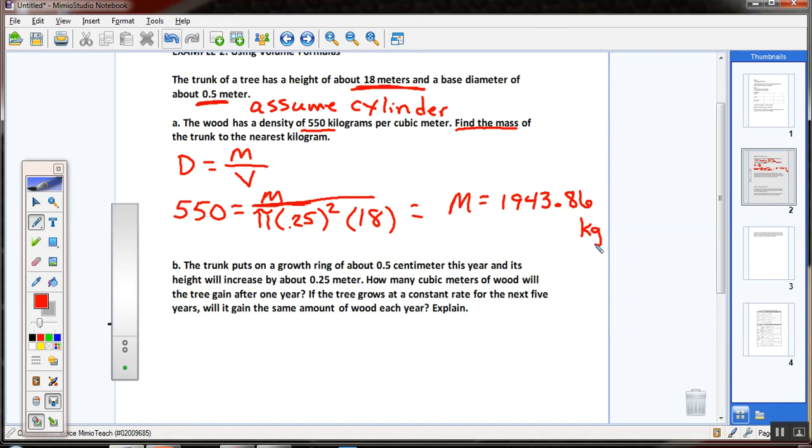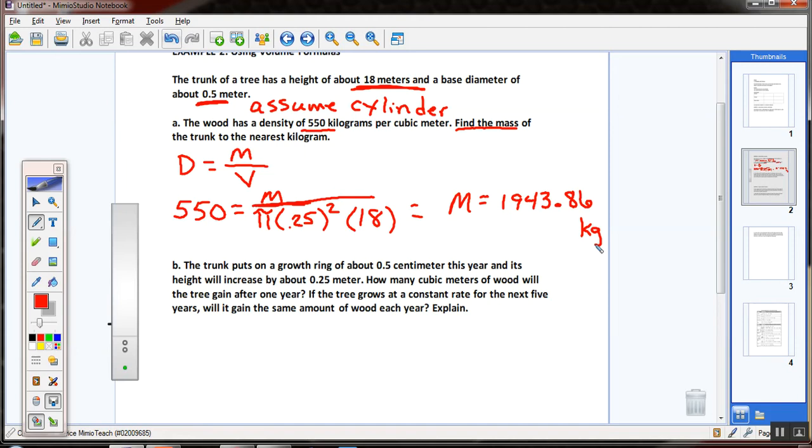Okay. So let's take a look at what's happening here in part B. We're talking about this same tree, and over time, these trees do what? They get bigger. Okay. So it says the trunk puts on a growth ring of about half a centimeter this year, and its height will increase by about a quarter of a meter. How many cubic meters of wood will the tree gain after 1 year?